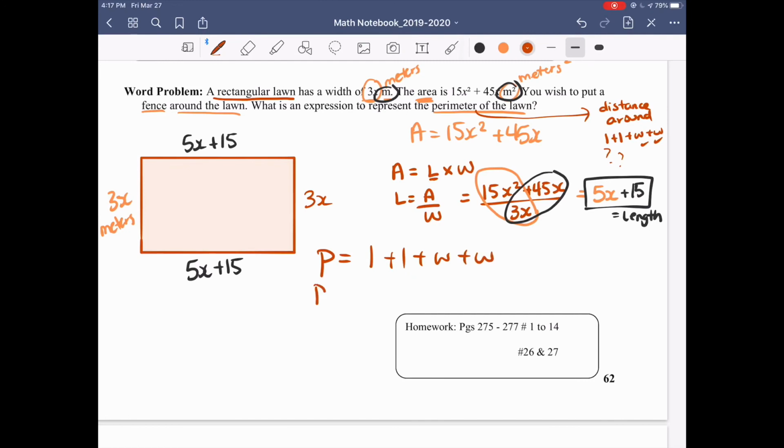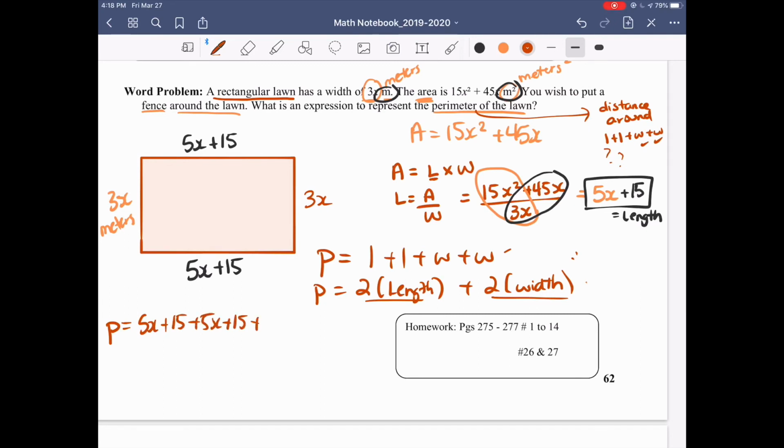The other way you can do it is perimeter is 2 times the length plus 2 times the width. And we learned how to do both of these methods because with this method, you can just use monomial times binomial. And with this one, you're just combining like terms with the first one. So let's say you do the first method, 5x plus 15 plus 5x plus 15 plus 3x plus 3x. Combine your like terms. So all my x's first. 5 plus 5 is 10, plus 3 is 13, plus another 3 is 16 x's. And then 15 plus 15 is 30. So our perimeter is 16x plus 30.